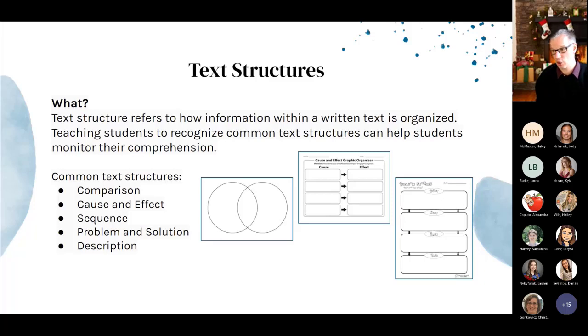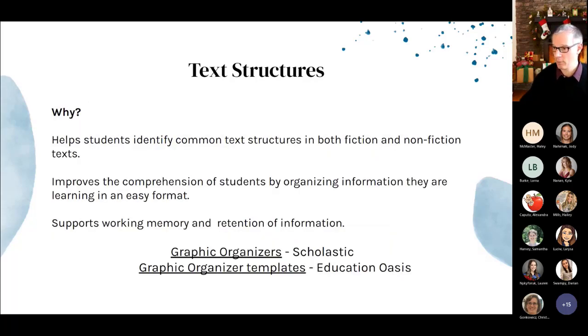And text structures can be used for all genres of text. Expository texts are all about the cause and effects and problems and solutions, and comparisons with sequencing and descriptions nested within that. And it's especially helpful for content in other areas like social studies or science, things like that. So why would we need this? Well, it helps students identify common text structures, of course, in both fiction and nonfiction. It improves that comprehension of students by organizing information and supports their working memory and retention of information.